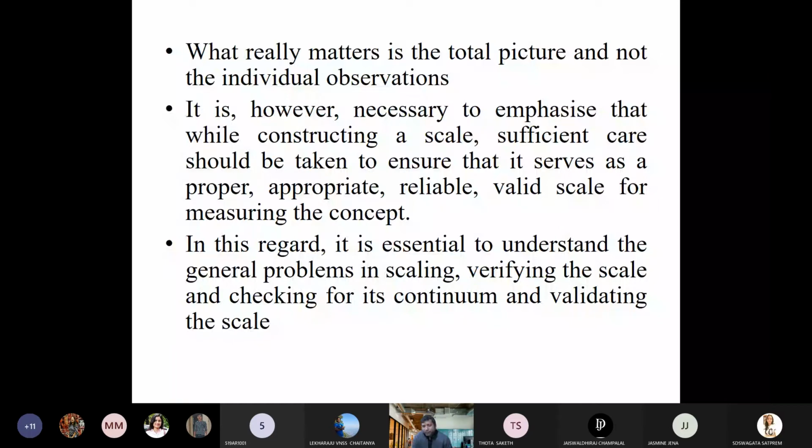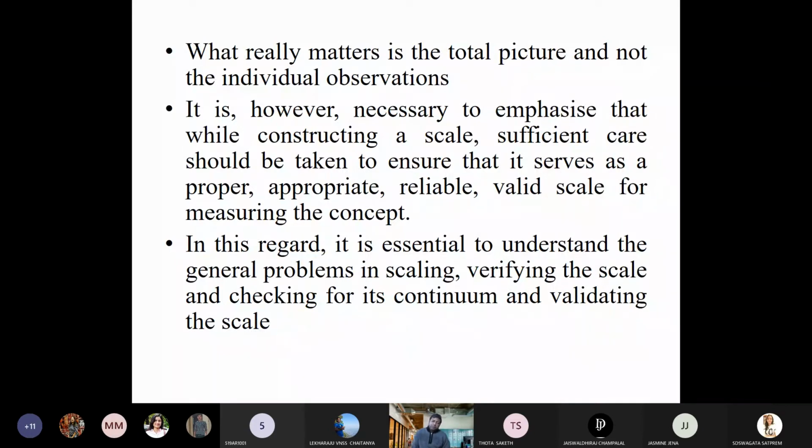Means while I develop the scaling techniques, I should be very clear and conscious that the techniques I am going to use should be proper and appropriate, and the scaling technique should be reliable and should have validity, because if it does not have validity, then I cannot properly measure the concept. In this regard, it is essential to understand the general problem in scaling, verifying the scale, checking its continuum and validating the scale.